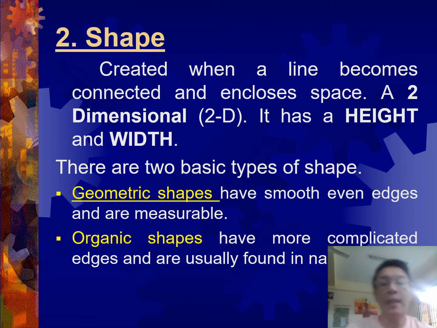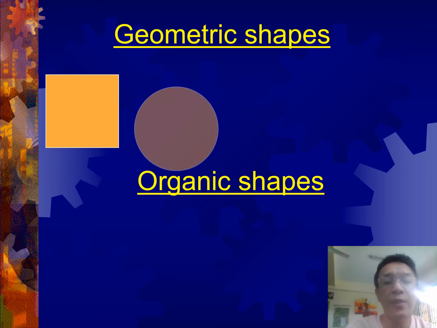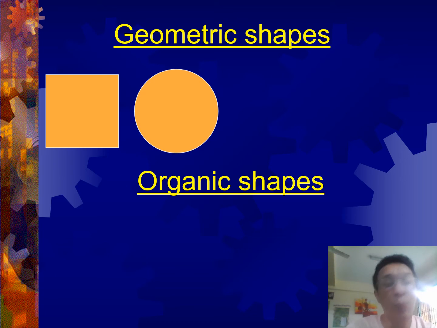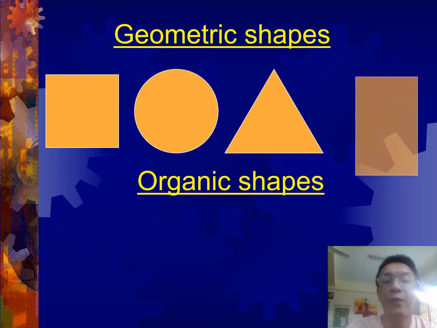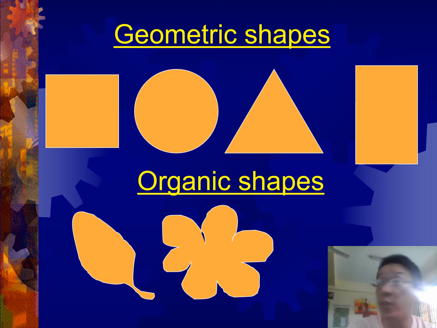Okay, so what are examples of these basic types of shape, geometric and organic? For geometric shapes, we have, of course, the square, the circle, and the rectangle, which has a height and a width. Then in organic shapes, we have the shapes found in nature. We have there the leaves, the flowers, and the stems. Okay, so those are examples of organic shapes.